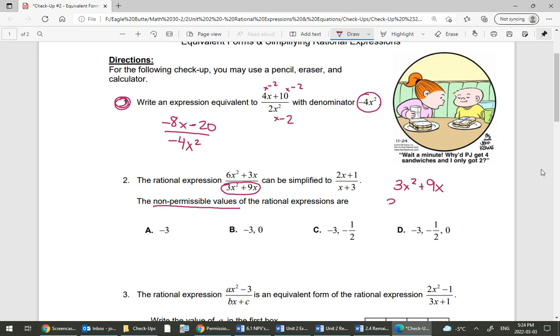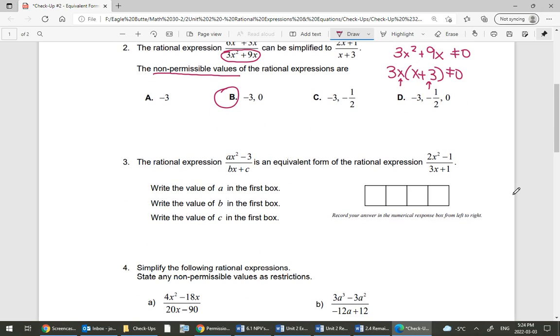So we're going to start with a common factor, pull out a 3, pull out an x, and that leaves me with x plus 3. This cannot equal 0 because it's a non-permissible value. That's what would make the denominator equal to 0. So my NPVs are going to be 0 and negative 3. So the answer is B. All right, moving on to number 3.